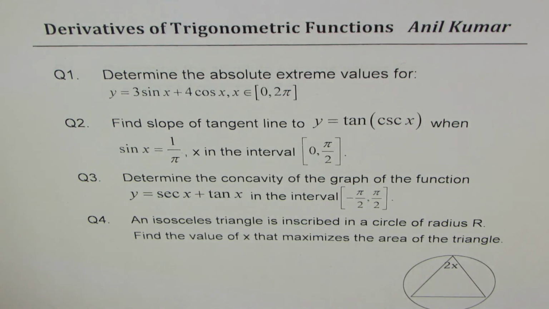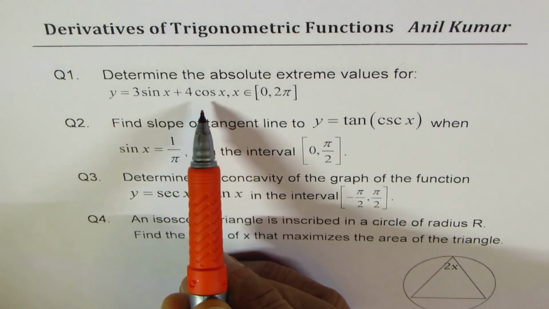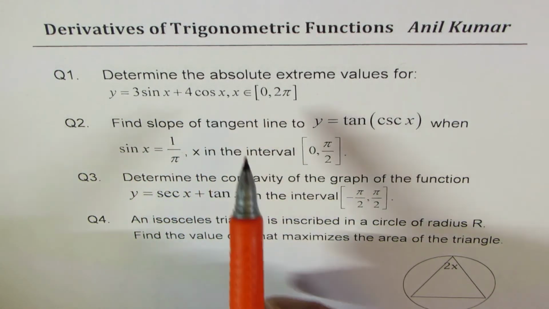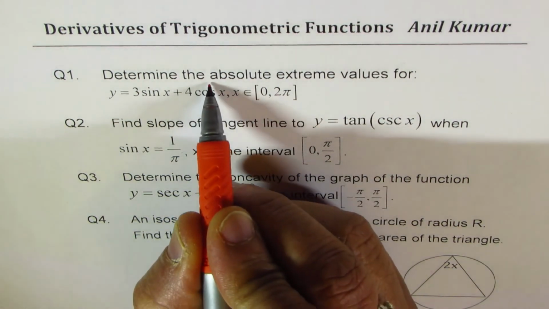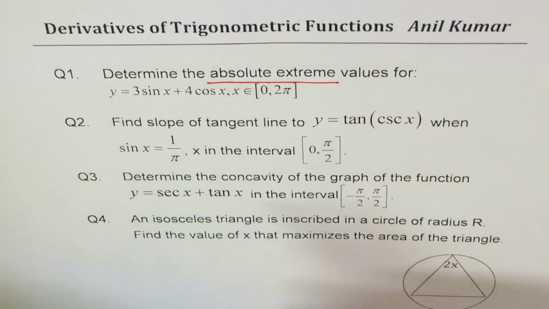Question number 1 is determine the absolute extreme values for y equals 3 sine x plus cos x, where x is in the closed interval of 0 to 2 pi. So you have to find absolute extrema.